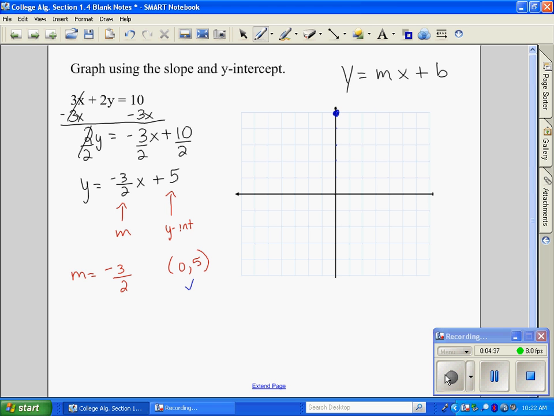And then I'm going to go down 3, right 2. So I'll go down 1, 2, 3, right 1, 2, and put a dot. That's down 3. I'm going to do it again. Down 1, 2, 3, right 2. 1, 2. Once you have at least 2 points, that will be good, then you do your plots and graph the line.